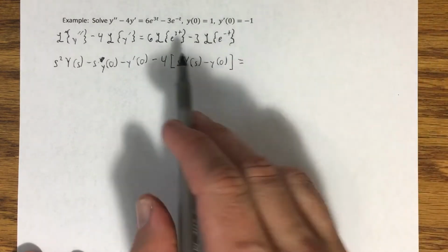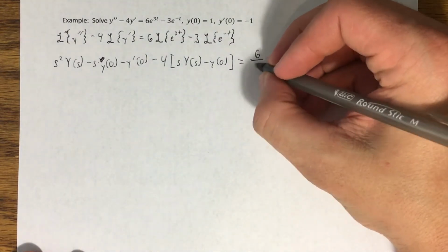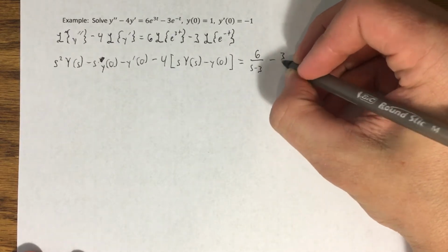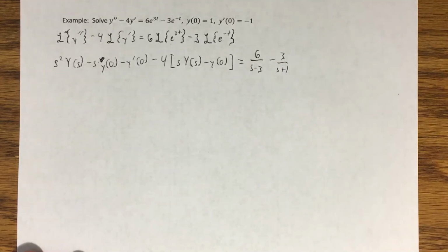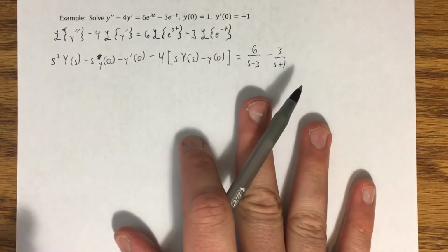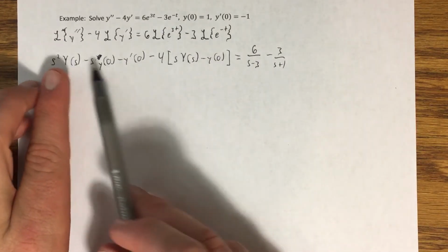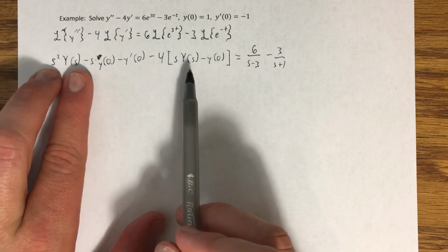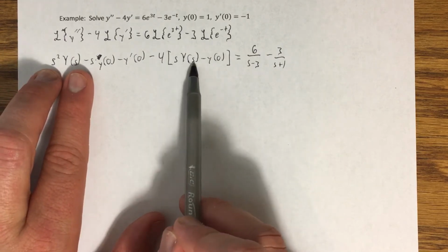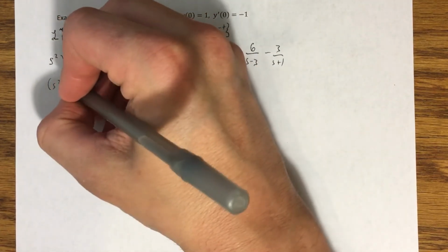This is equal to, I can evaluate both of these Laplace transforms using our table. This one becomes 6 over s minus 3, and this is minus 3 over s plus 1. Okay. Now I have some cleanup to do. So there's kind of a lot that's going to go on here, but what I'm going to do is notice that I have Y of s showing up in two places. s squared minus 4s, that's going to be showing up right here.